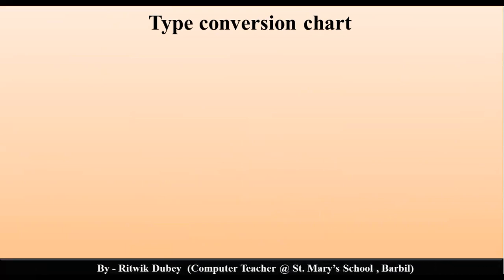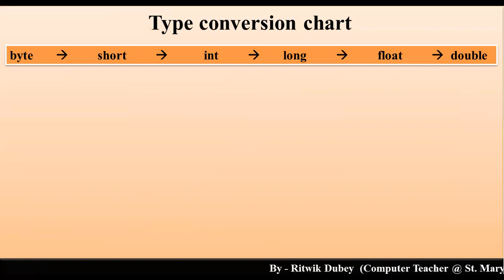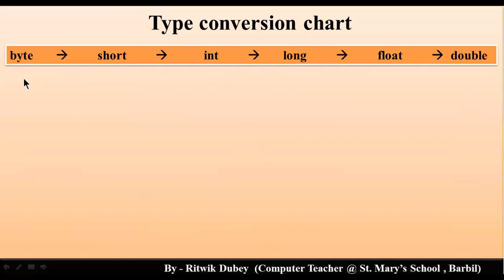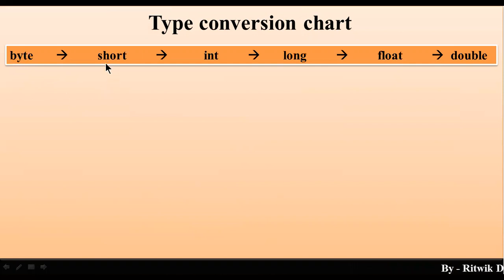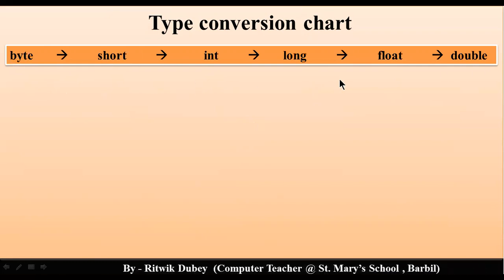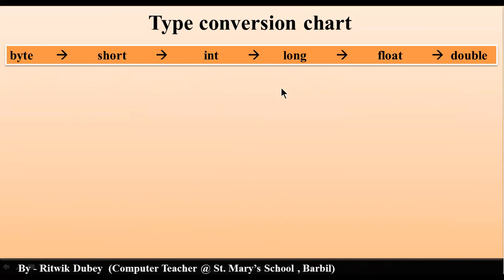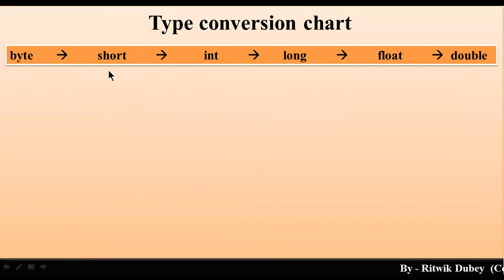See, now you need to remember a type conversion chart in order to understand the phenomena. Okay, type conversion chart, this is the chart. See, first of all, you have to write in your notebook byte. After byte, write down short, and then int, then long, then float, then double. You will have to remember it. Okay, remember this chart. पहले byte, byte के बाद short, short के बाद int, int के बाद long, long के बाद float, float के बाद double.